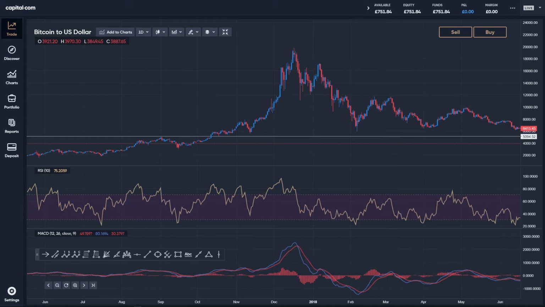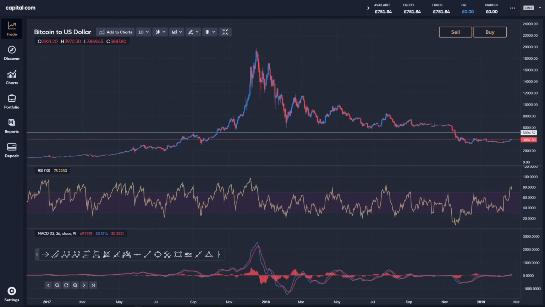And since then, the price has sold off, and at the time of recording was trading just below 4,000. So we've seen market sentiment in both directions here. The fear of missing out, driving the price up, and the fear of the price crashing, just bringing out more sellers. It's an extreme example, but it does show how important sentiment is.